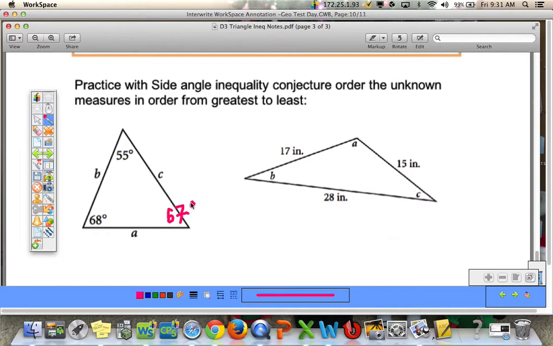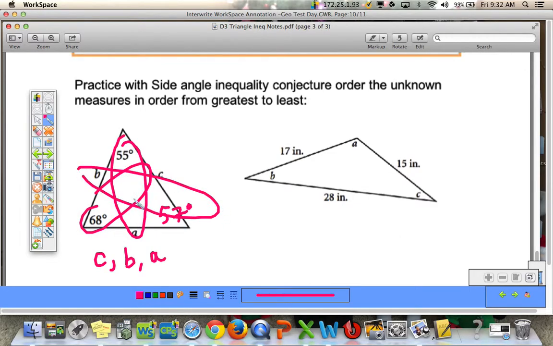Let's put these in order from biggest to smallest. Okay, so the biggest angle is 68, so C is the biggest side. The middle angle is 57, so B is the middle side, and the smallest angle is 55, so A is the smallest side. Okay, so again, you look at your different sides; they're across from the different angles.